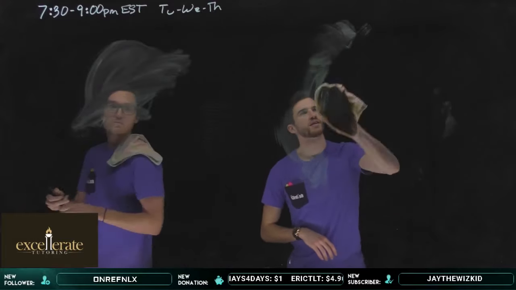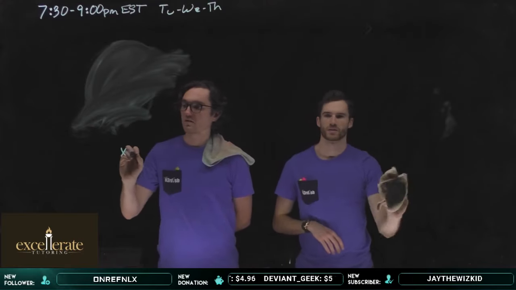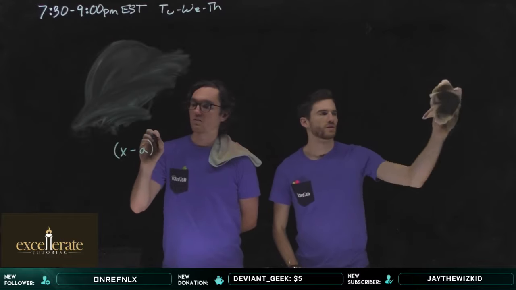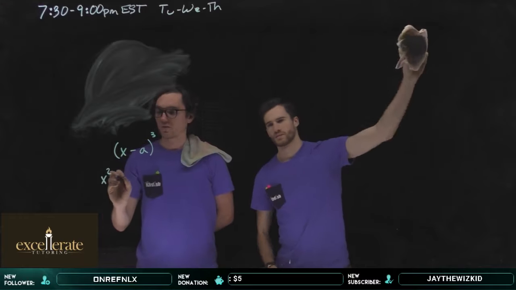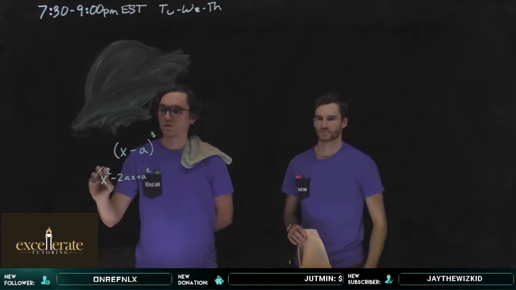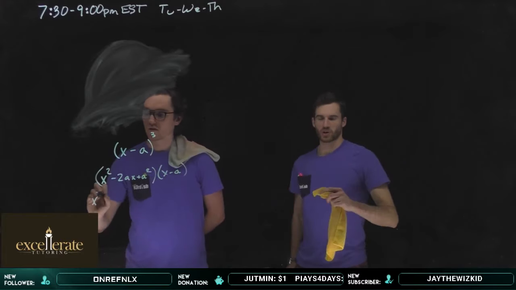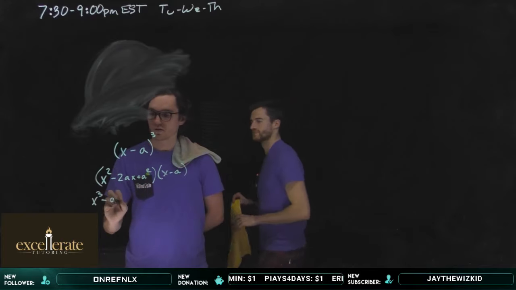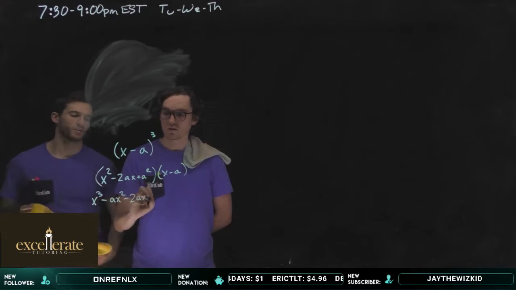All right, then let's actually derive this pattern, because I'm interested. You have, okay, (x minus a), and you have that cubed. (x squared minus 2ax plus a squared) times (x minus a). X cubed minus ax squared minus 2ax squared.